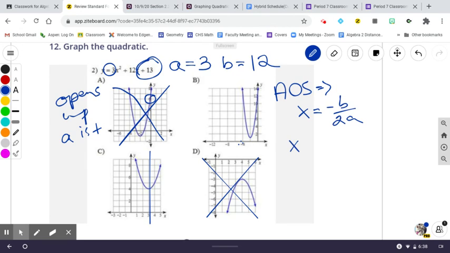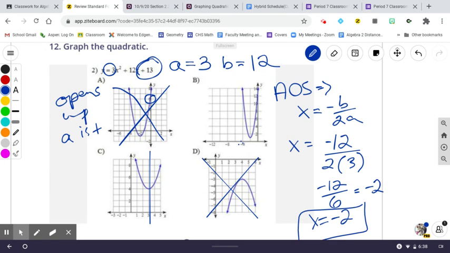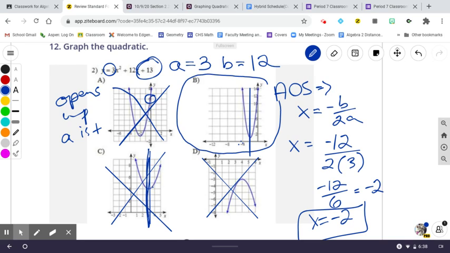So we're going to have x equals negative b, and b is 12, so it's going to be negative 12 over 2 times a. A is 3. So that's negative 12 over 6, which is negative 2. So x equals negative 2 is my axis of symmetry. This C had an axis of symmetry of positive 3, so it's not that one. Notice this one is at negative 2, so B was your answer for this one.